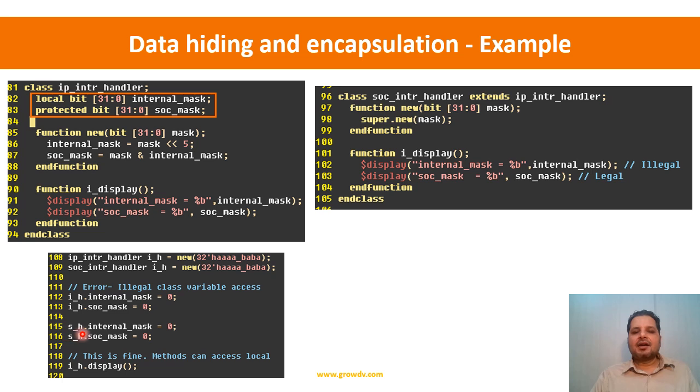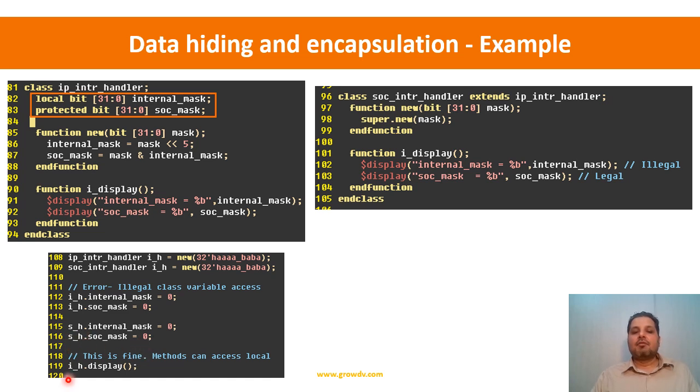Now if I take a derived class handle and try to access the internal mask, in the derived class, even when we try to access a local variable, it was an error. Even with the derived class object handle, when we try to access the internal mask, it is still an error. And with the derived class handle, if I try to access the protected variable with the dot notation, it is still an error. But I can use it within the class. The protected variable can be used in the subclasses but cannot be used by the outside world using the object and the dot notation.